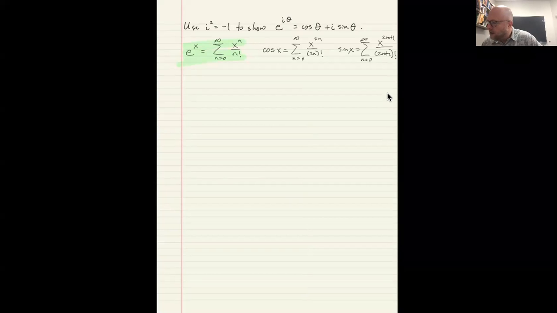Now, if you're taking a look at the formulas for cosine and sine here, you see that they have power series that only have even terms for cosine and odd terms for sine. Not a big surprise since they're even and odd functions.